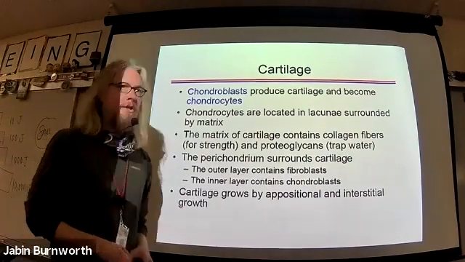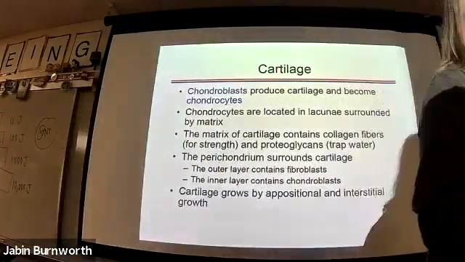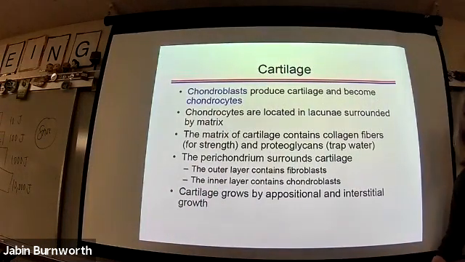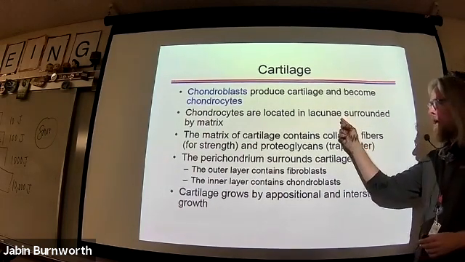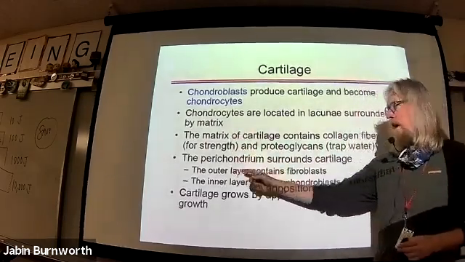So I want you to think of those chondroblasts as like baby cells that are eventually going to become adult cells, which are the chondrocytes. Now I'm going to show you the next picture, and that kind of explains all of these things, but there's some key terms like lacuna and matrix and perichondrium.